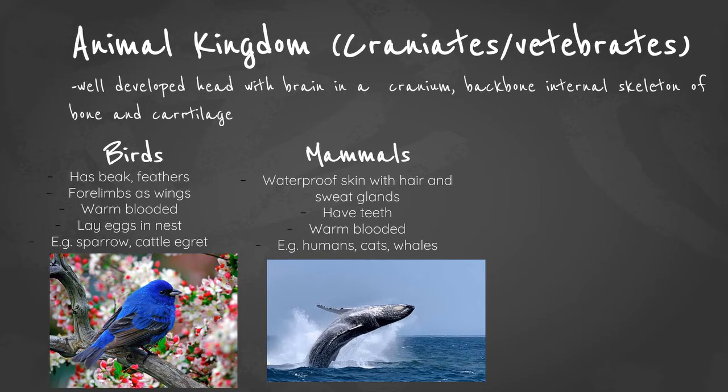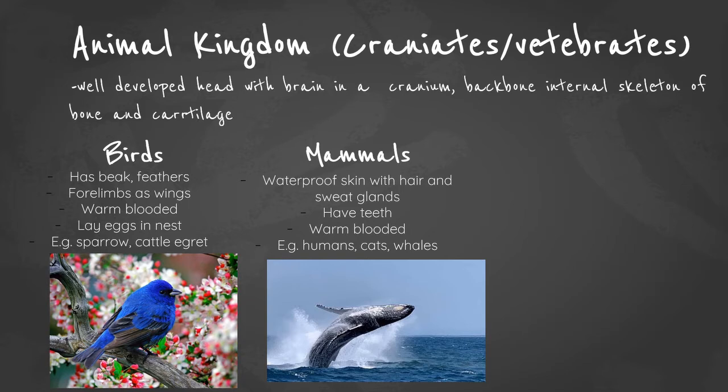The next group we'll look at are birds. Birds have a beak and feathers. They are warm-blooded and lay eggs in a nest. They also have forelimbs as wings that allow for them to fly. An example of a bird is a sparrow.